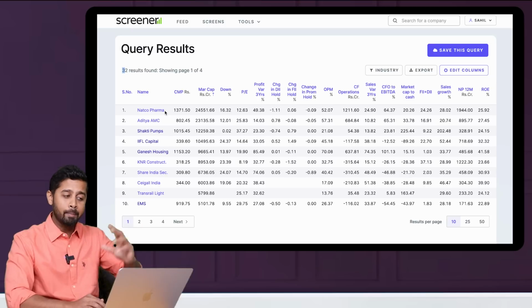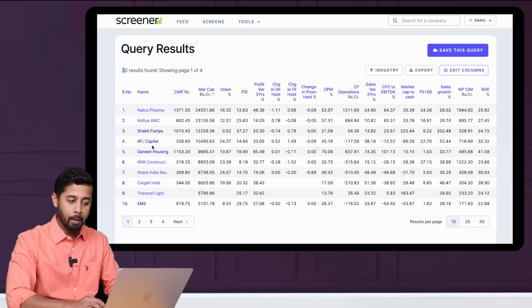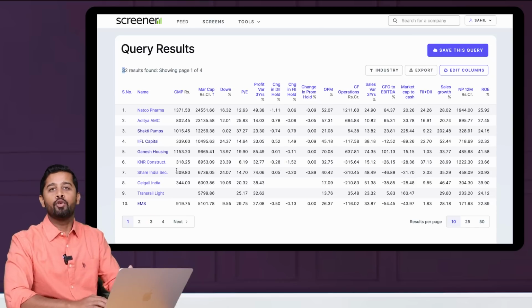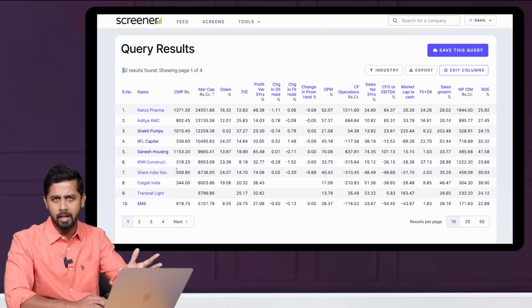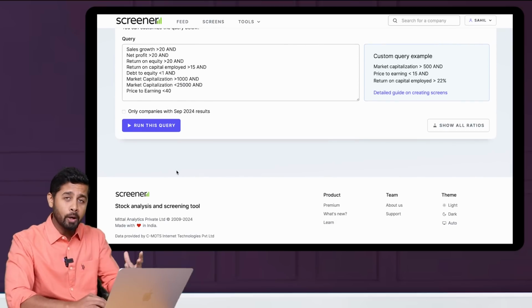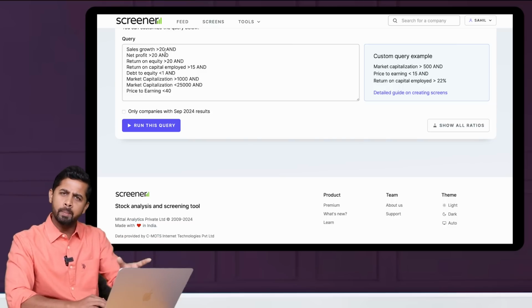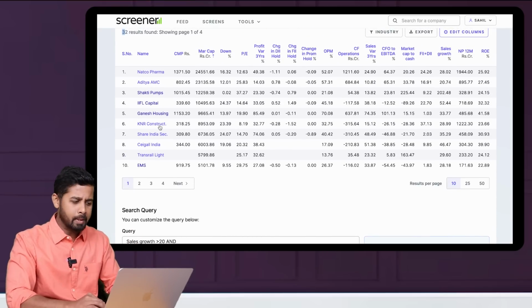Then you can deep dive further, study companies like Natco Pharma, Aditya Birla AMC, Shakti Pump, IIFL Capital, Ganesha Housing, right? So again, this is just one way to look at it. You need to deep dive further. And please note that here you will miss out on certain stocks. For example, a company might be good, but in the last 1 year it is struggling, or the entire sector is struggling, and that's where the sales growth is not 20%. So you will miss out on certain stocks, but this is a good way to really identify potential companies.